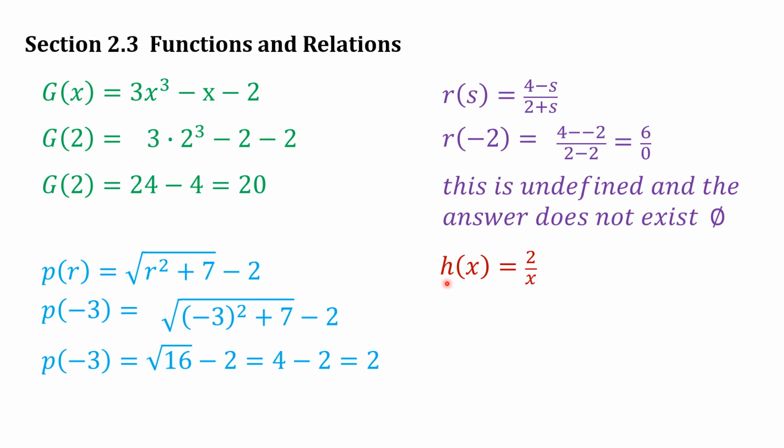So the domain for this function, h, would have to exclude 0, and you could not put in 0. Anything else is okay, but you can't stick in a 0. So this will be a function, yes, if the domain does not have 0 in it. And if the domain does have 0 in it, then it is not a function.